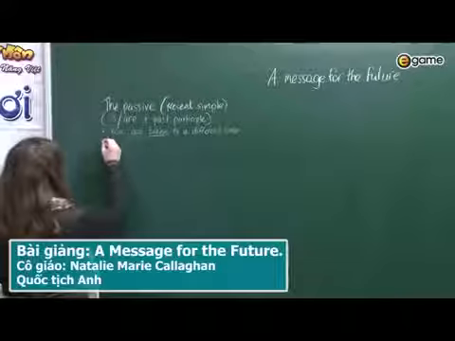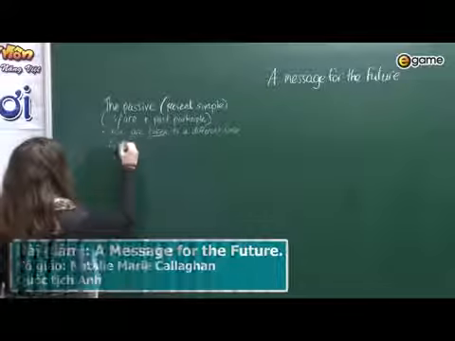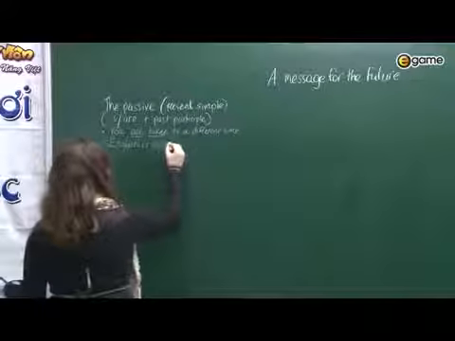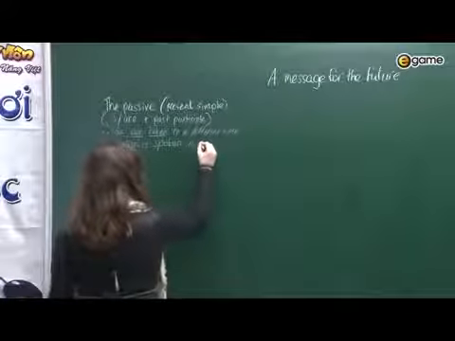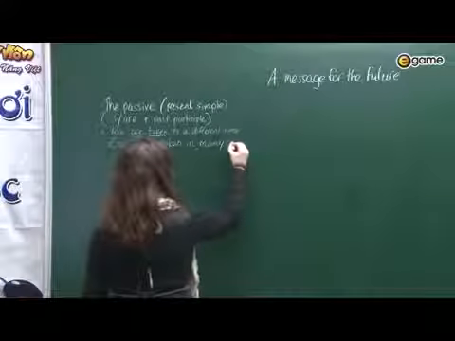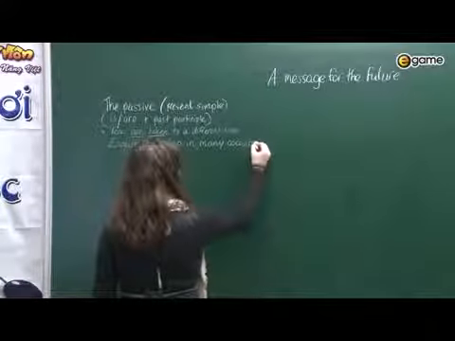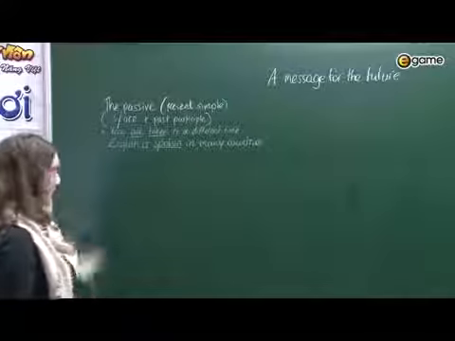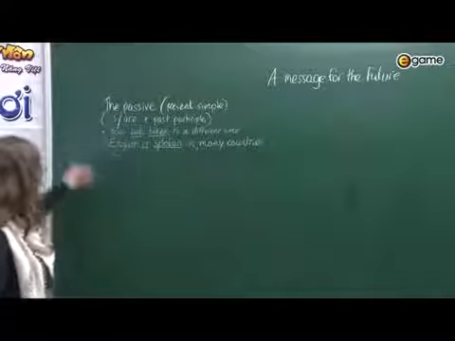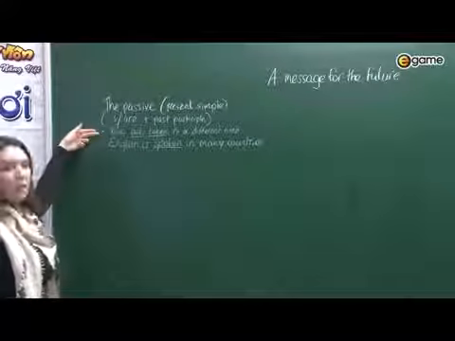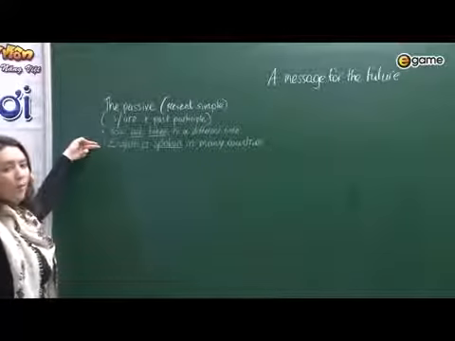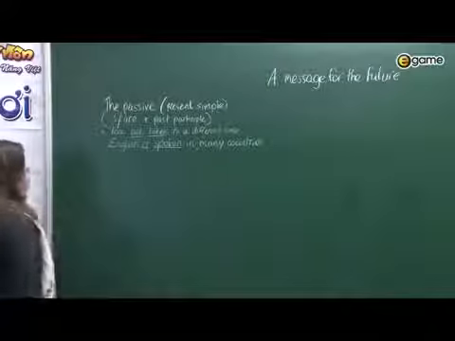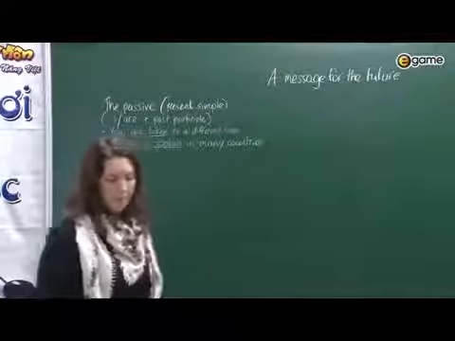For example, English is spoken in many countries. Okay, so there's the is and the past participle, the passive. So we use it when we don't know the subject, or if we're talking about something that is generally true. Okay? So let's try an activity now.